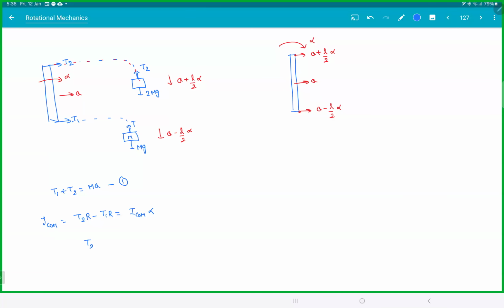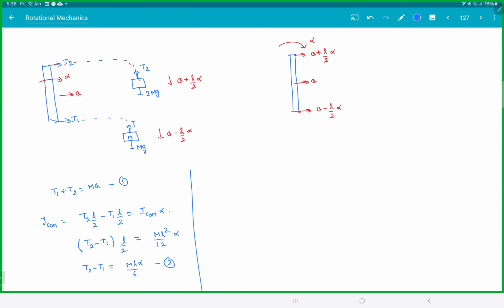This would be T2 minus T1. Let's not write it as R: T2 L by 2 minus T1 L by 2 is I center of mass alpha. This is ml square by 12 alpha. Then T2 minus T1 is equal to ml alpha by 6. This is your equation 2.